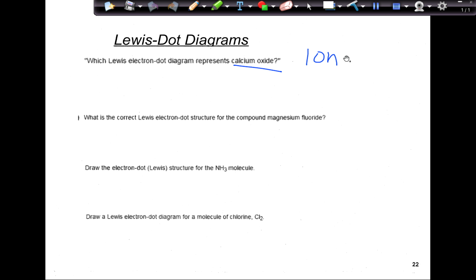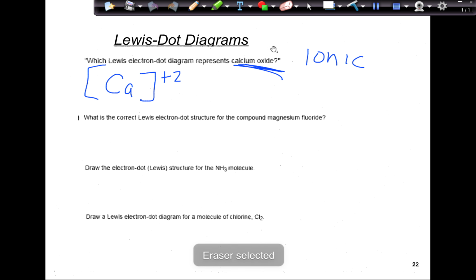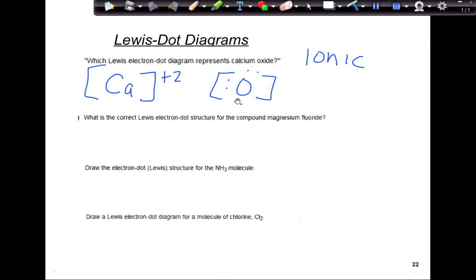When we talk about calcium oxide, this is ionic. So we're going to draw the metal empty and the nonmetal full, meaning 8, stable octet. We take the charges off the periodic table. So calcium gets a plus 2, oxygen gets a minus 2. Because these charges are equal and opposite, we don't need any coefficients.